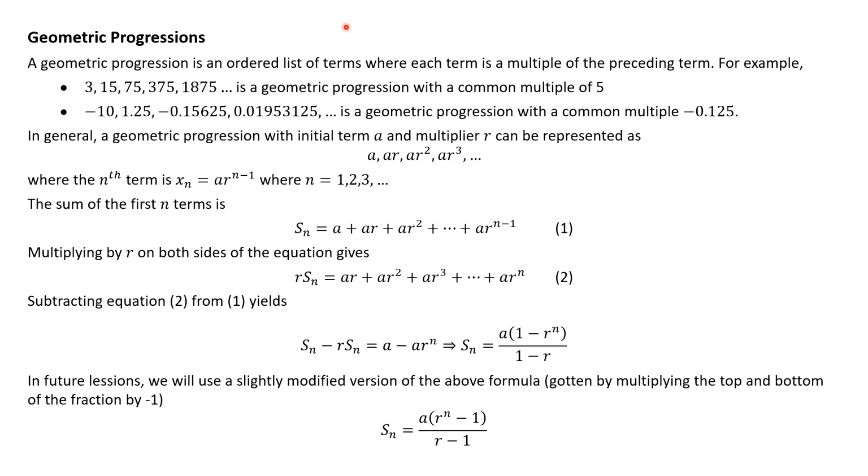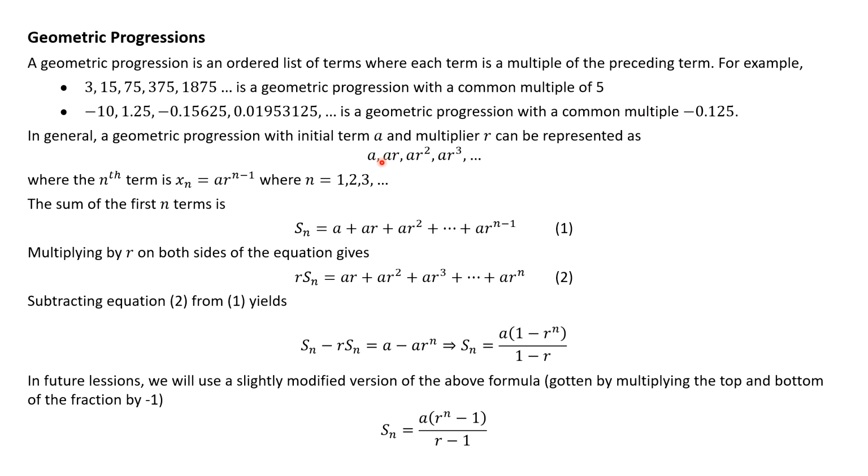Geometric progressions are very similar to arithmetic, except you multiply instead of add. You can see here the first example I have. First term is 3, but we multiply by 5. That's our common multiple to get the subsequent terms. Then in the second example, we have a negative, which is fine. We start with a negative term, and then we're multiplying by a negative. So you would get 1.25, and then when you multiply that by minus 0.125, you get a negative. When you multiply this by minus 0.125, you get a positive. So whenever you have a negative common multiple, the progression alternates.